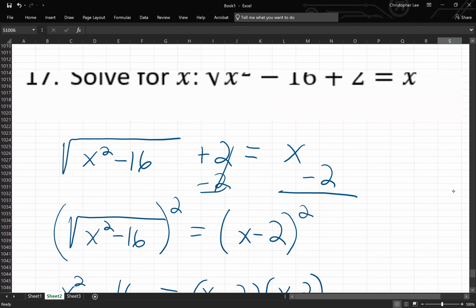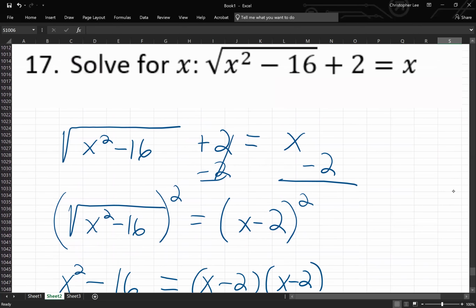If you want to check it, you could check it. 25 minus 16, what's that? That's 9, and then the square root of 9 is 3. So 3 plus 2, that equals 5.